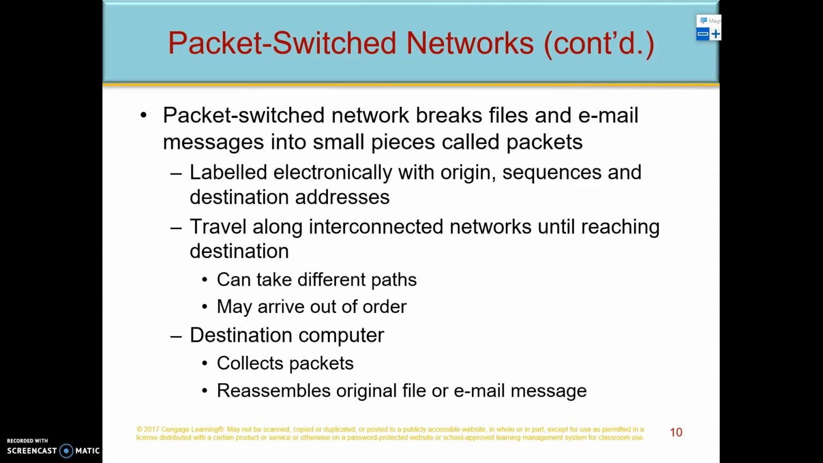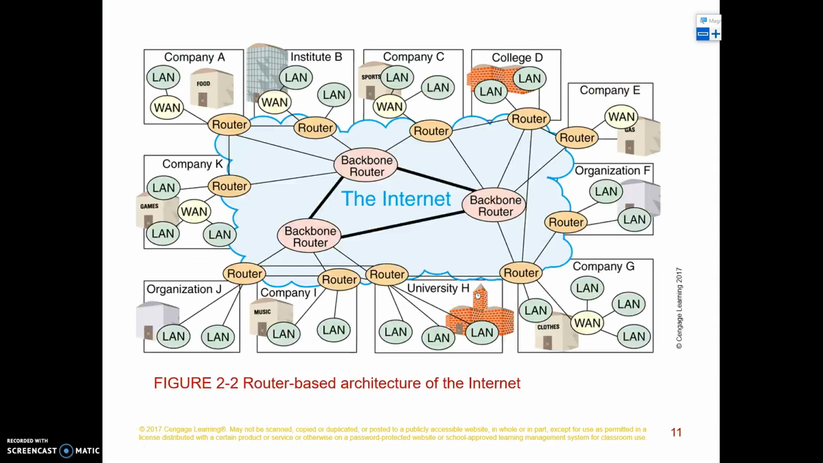Packet switch networks break files and email messages into small pieces called packets. So it takes the data and breaks it down into little packets. And then those little packets are sent over the wire, or the leased line, or whatever line the telephone company is providing. They're broken down on one end, they go over in packets, and on the other end, they are reestablished and connected together as full files.